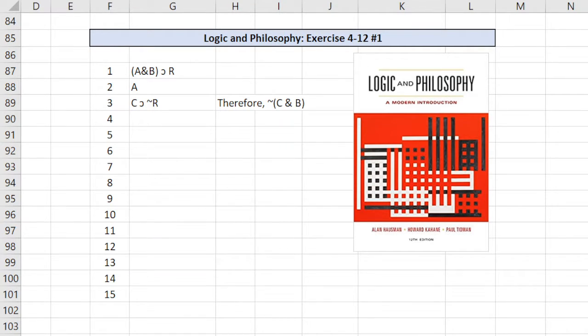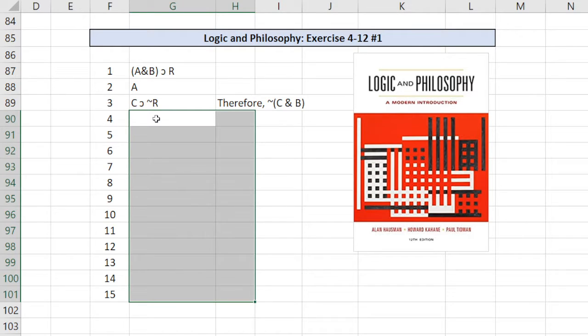In this video, I'm going to do a more complicated exercise in propositional logic. So we have the question: prove not the entire quantity C and B from these three premises. So let's get started here.